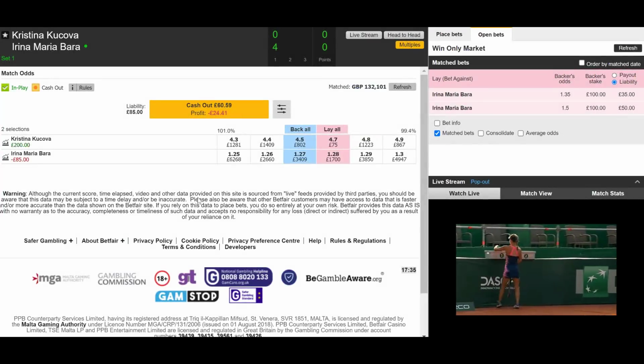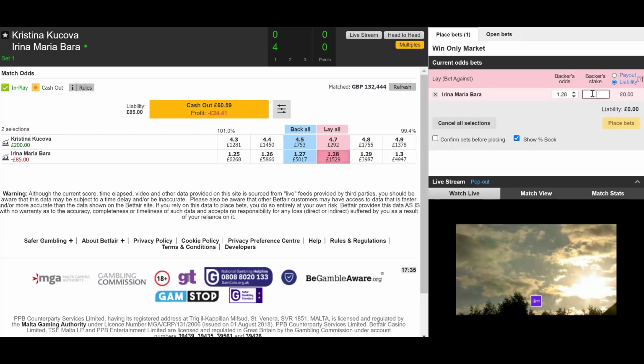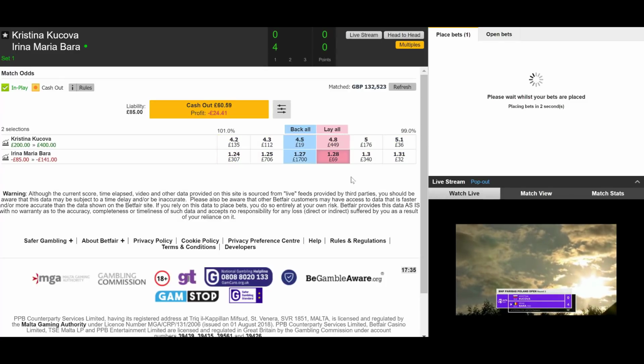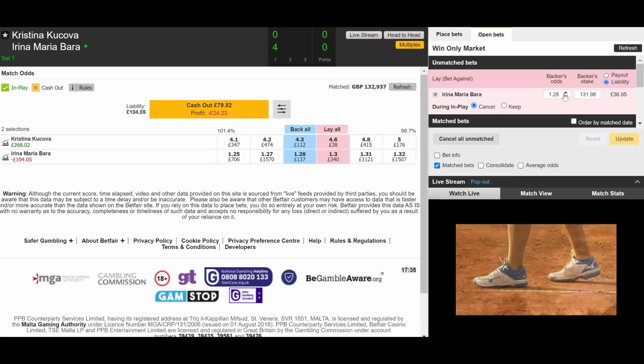So, a bit of a disastrous start here for Maria Barra. She's just had her serve broken again. But anyway, the price has gone into 1.28 to lay, and we're going to go in once again. You might be thinking, whoa, what is going on? You're almost chasing us. It's not quite the case.